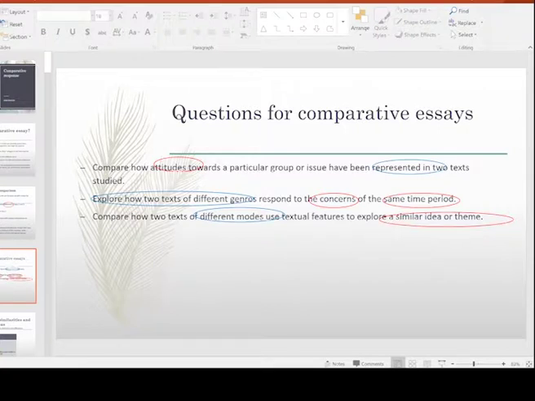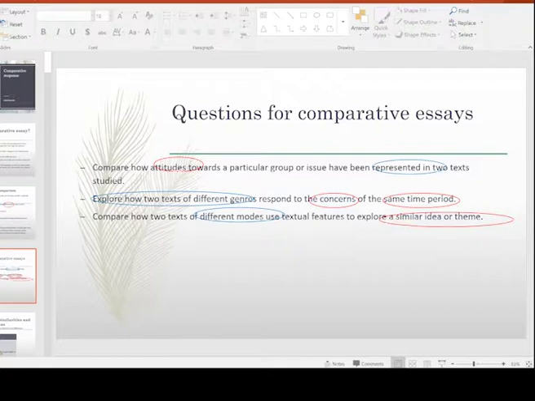These are some questions from the last 2 years' WACE exams. Compare how attitudes towards a particular group or issue have been represented in 2 texts studied. This question is saying they want you to look at the attitudes towards a particular group or issue. Now, these are so broad.